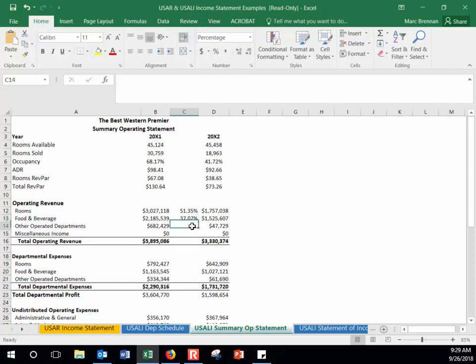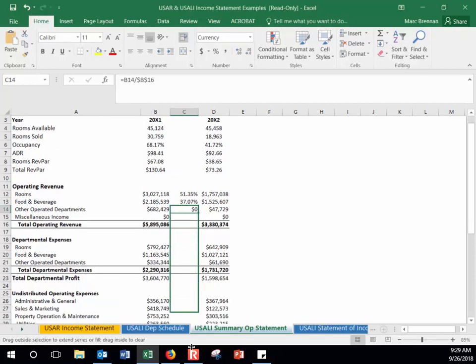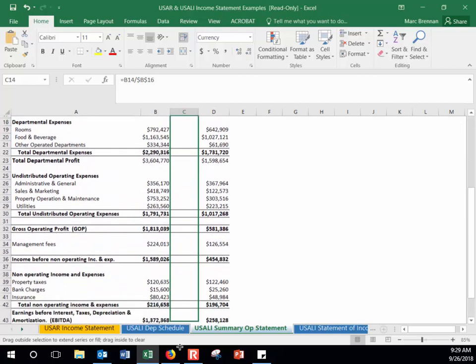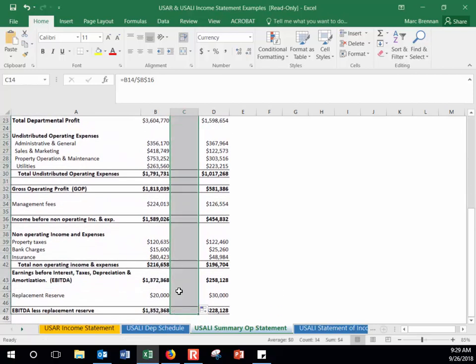Okay. Now let's just start using Excel to our advantage. We'd go our other operating departments divided by our total operating revenue. That's always for a summary operating statement. We won't go department to department. We've already done that in the departmental schedules. So for the entire summary operating statement, we're always comparing it to total operating revenue. That's the USALI way.